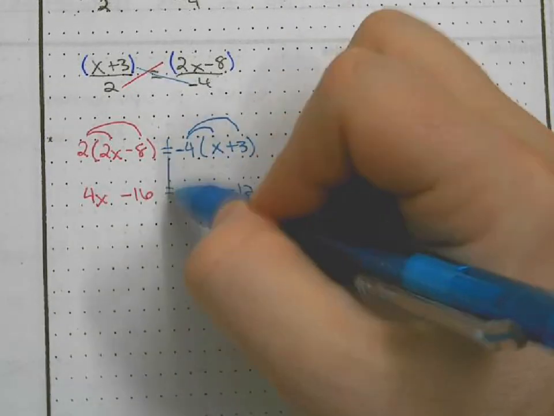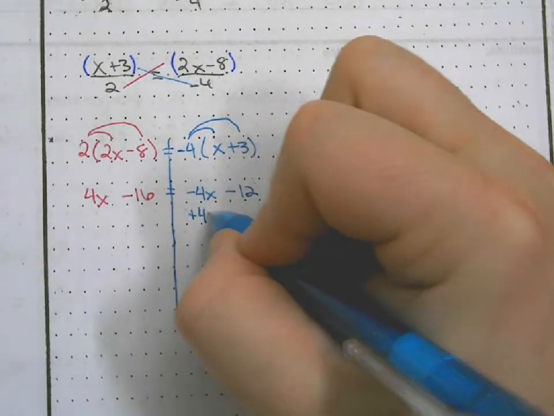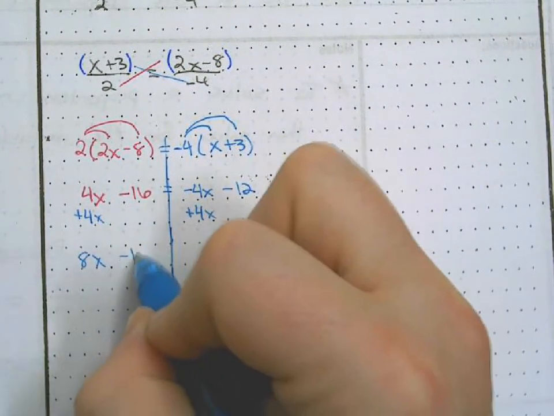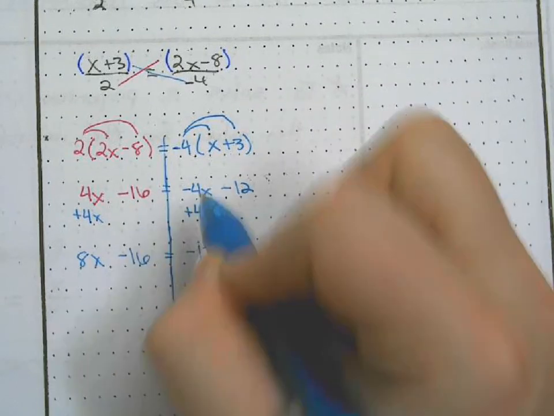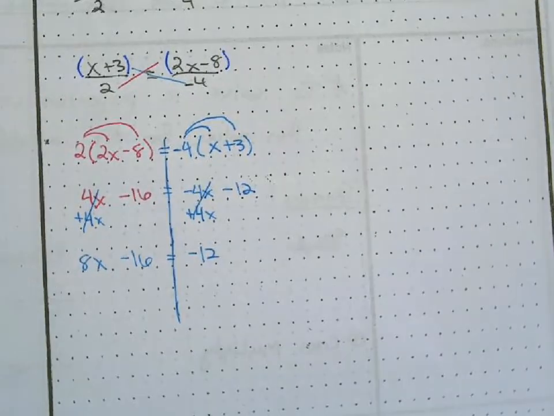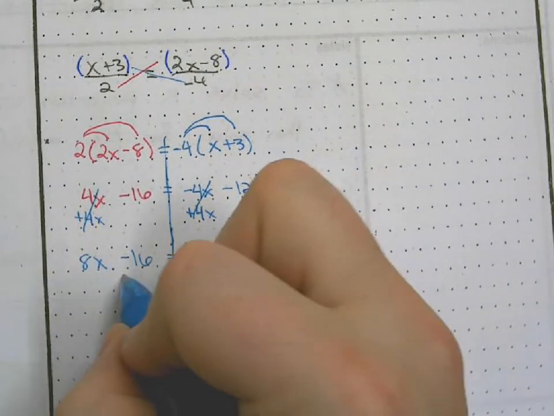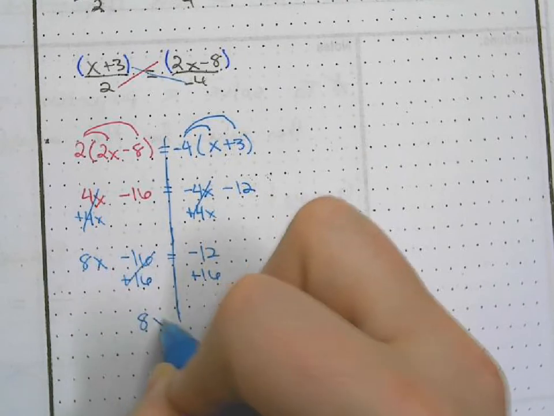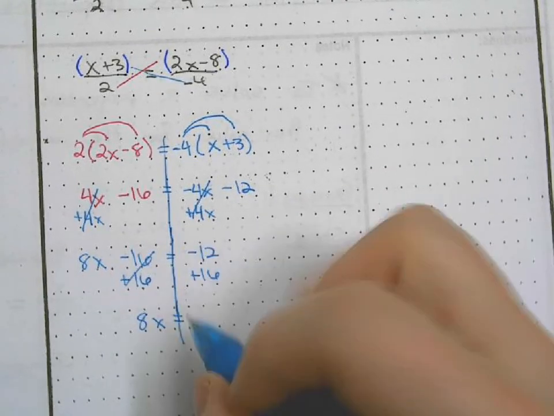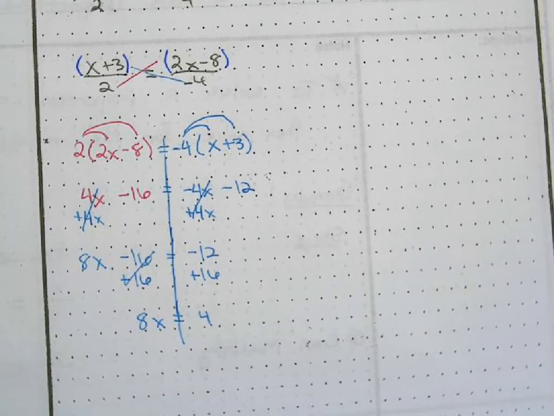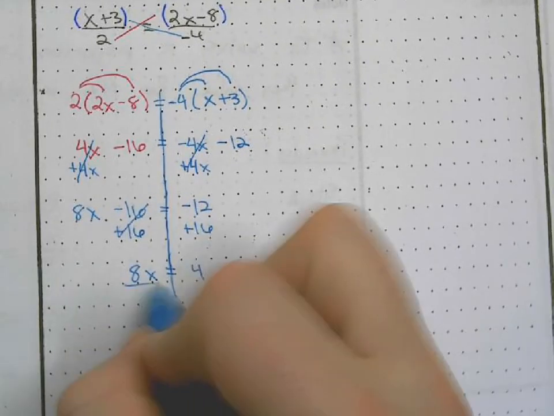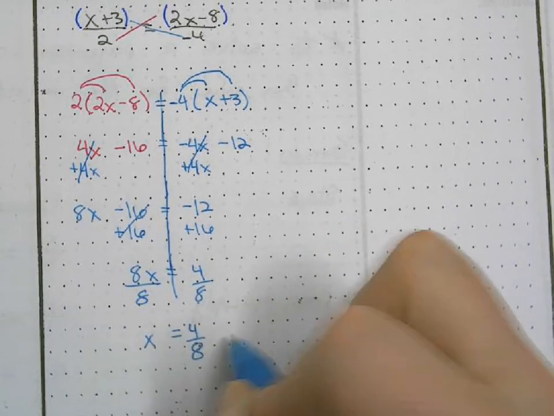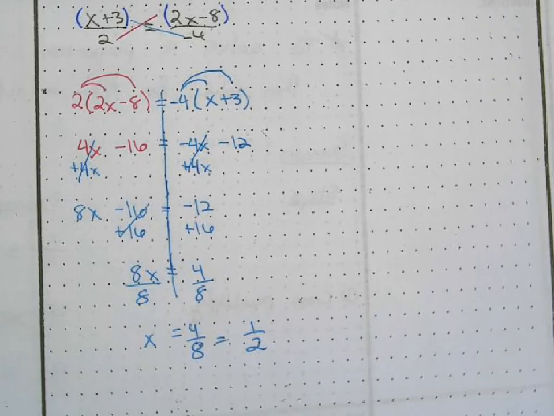Now I'm just going through the solving process. So we'll get all our x's to one side. So I'm going to add 4x to both sides. Now I have 8x minus 16 equals negative 12. The x is canceled. Now we'll add 12 to both, or add 16 to both sides. So those cancel. Now I have 8x equals negative 12 plus 16 is positive 4. Then we'll divide both sides by 8, and we get x equals 4 over 8. Simplifying, we get 1 over 2.